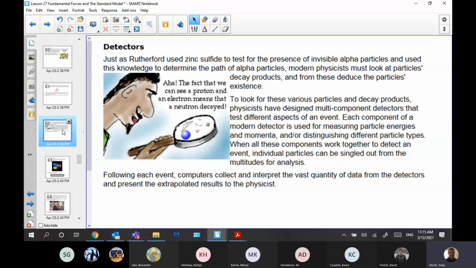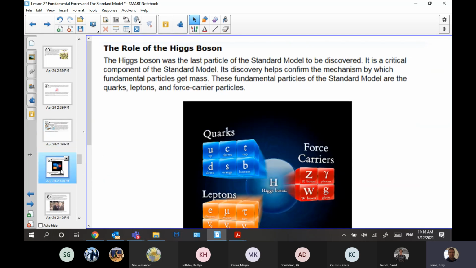So that's what they're talking about, the detectors they use. A bubble chamber uses zinc sulfide and it produces little bubbles as the particles go through, but not something you need to know details of, obviously.